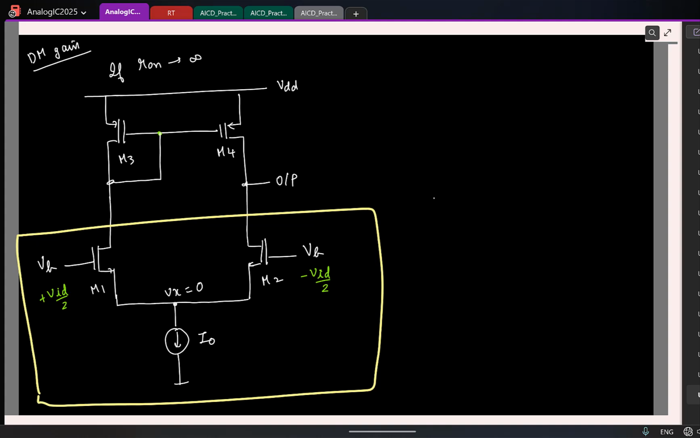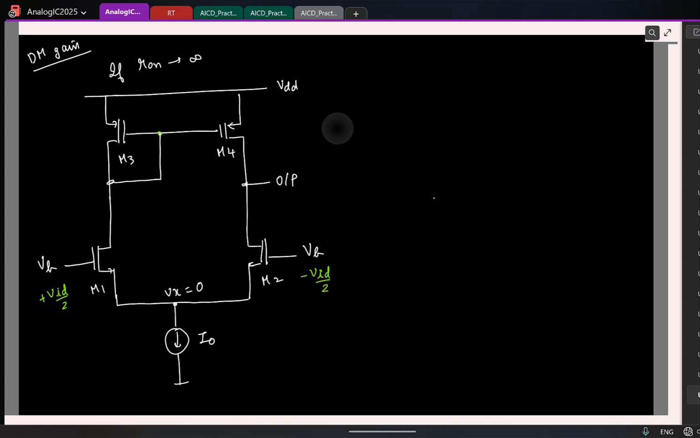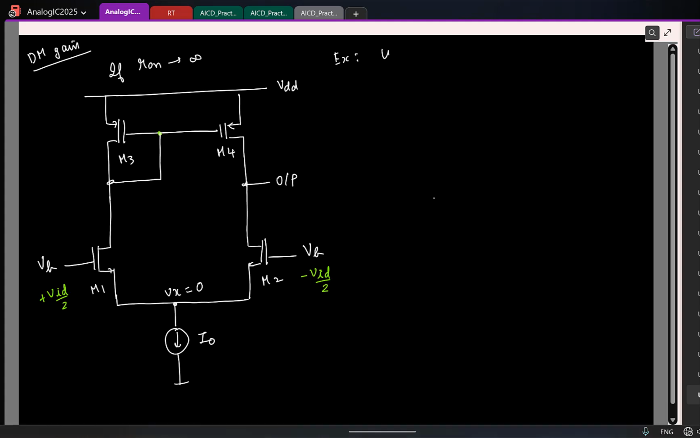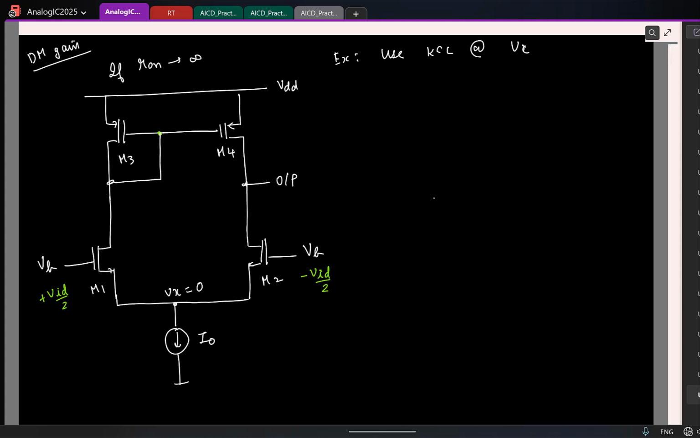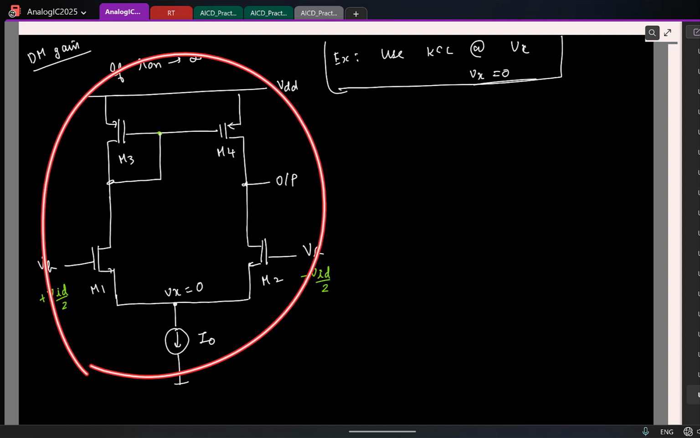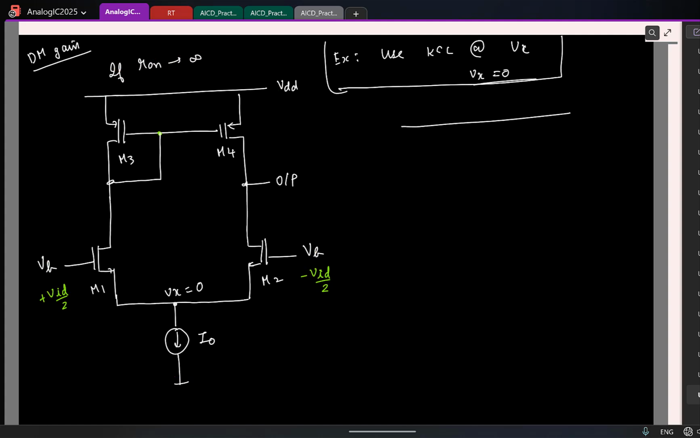Again, it is not that difficult to find out. You can take it as an exercise. You use KCL at the Vx node, and you will find that Vx will be equal to 0. Just one simple equation, you will find that it's equal to 0. But I wanted to give you this logical explanation. So now the circuit is again simplified, so I can redraw the circuit like this.